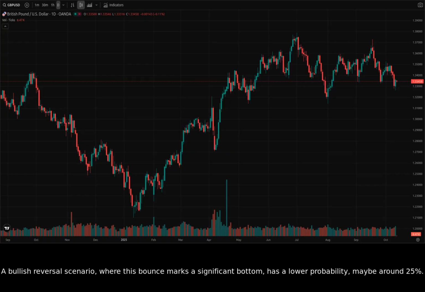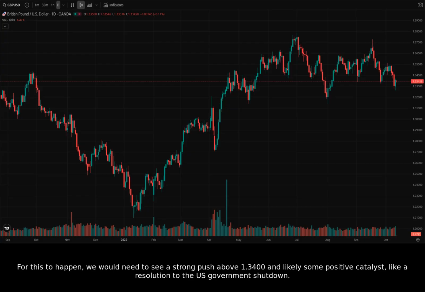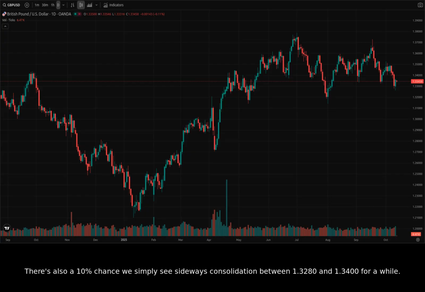support. A bullish reversal scenario, where this bounce marks a significant bottom, has a lower probability, maybe around 25%. For this to happen, we would need to see a strong push above 1.3400 and likely some positive catalyst, like a resolution to the U.S. government shutdown. There's also a 10% chance we simply see sideways consolidation between 1.3280 and 1.3400 for a while.